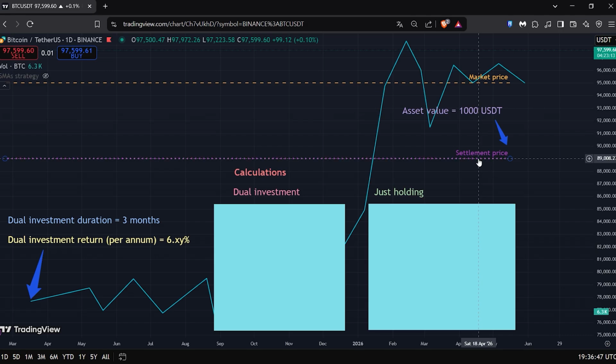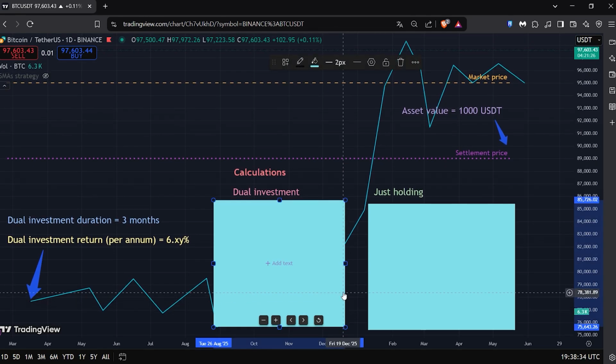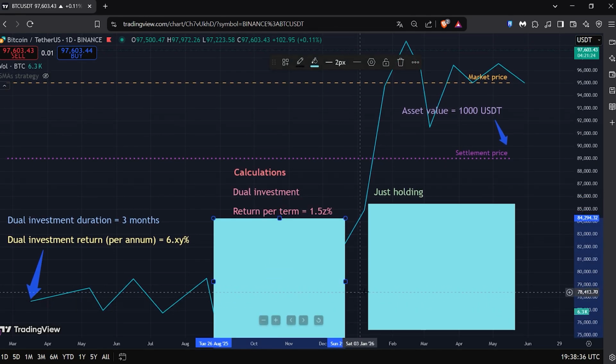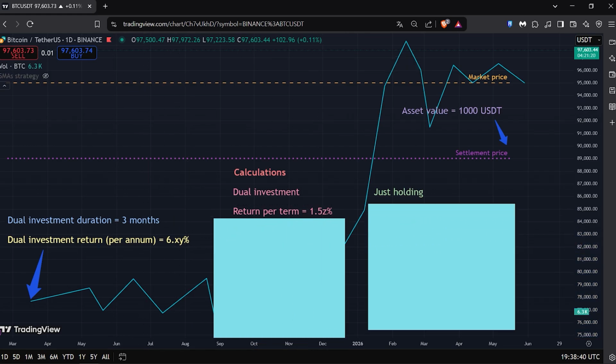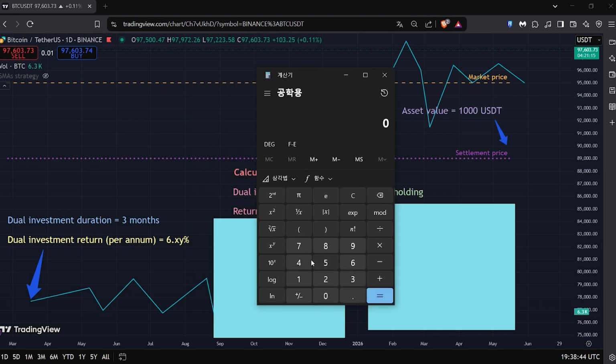And there was a settlement price at 89K, but the market price at the end was 95K. Okay, so let's make some calculations here really easily. As you guys will be able to see here, the return per the term, which in this case is 3 months, would be 1.5%, and that is easily calculated by the next formula.